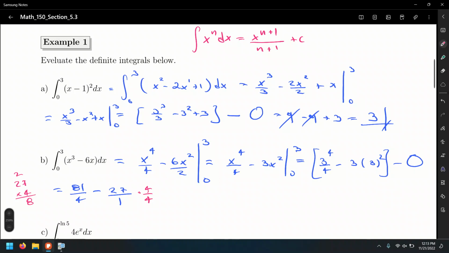So 108, right? So that's 81 fourths minus 108 over 4, and that's a negative 27 over 4. All right? That's the same result that we got using that long process of Riemann sums. And do you see how doing it this way, it's a lot quicker?